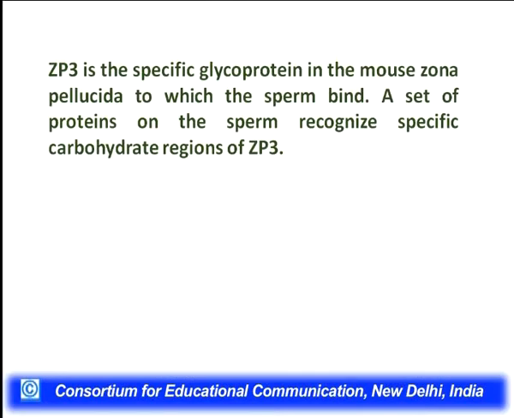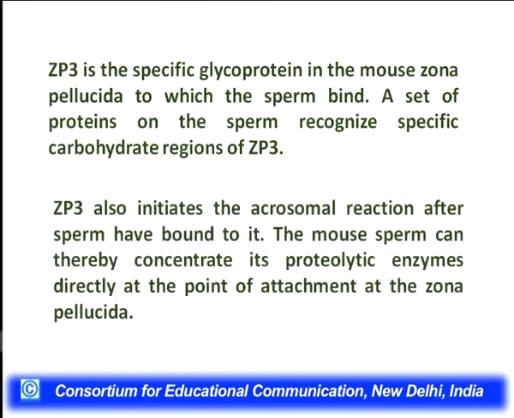So, ZP3 is the specific glycoprotein in the mouse zona pellucida to which the sperm bind. A set of proteins on the sperm recognize specific carbohydrate regions of ZP3. So, ZP3 is that glycoprotein molecule which is responsible for the sperm binding, and in particular, the sperm recognizes the specific carbohydrate moieties which are present on this glycoprotein ZP3. As we said, the zona pellucida is responsible for another aspect, which is the initiation of the acrosomal reaction. Therefore, ZP3 is responsible for that. After the sperm has bound to it, the mouse sperm can thereby concentrate its proteolytic enzymes directly at the point of attachment at the zona pellucida.